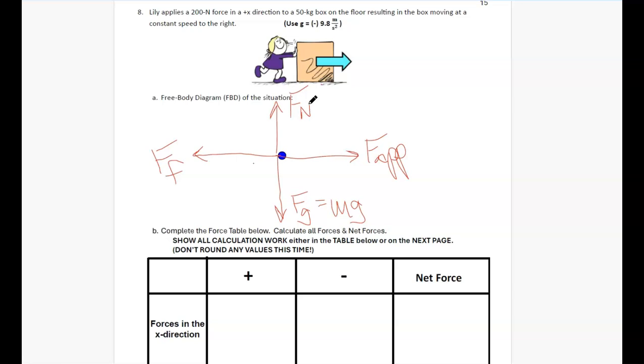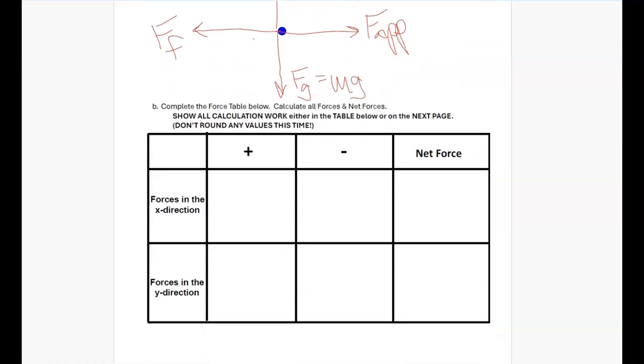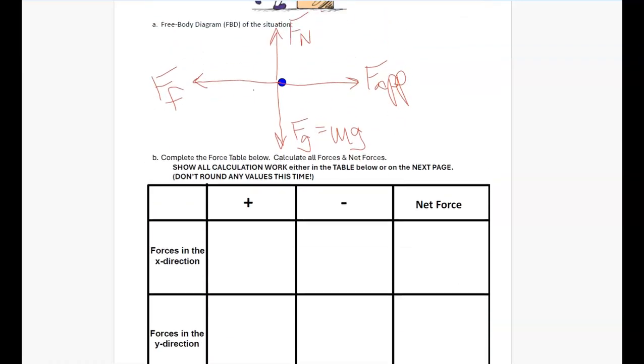Because the box isn't accelerating up through the air or down through to the center of the earth. Okay, so we get this far, and we have our free body diagram. Now let's just fill in the values in our box. There we go, should fit everything in here.